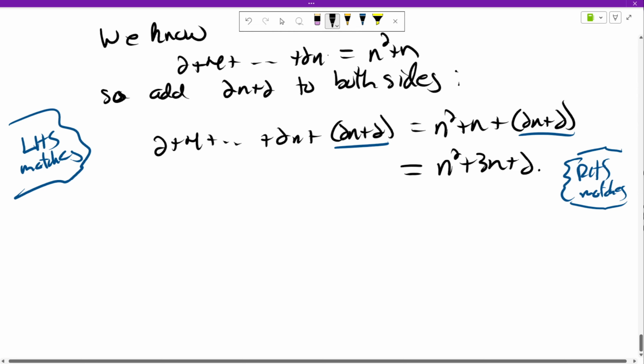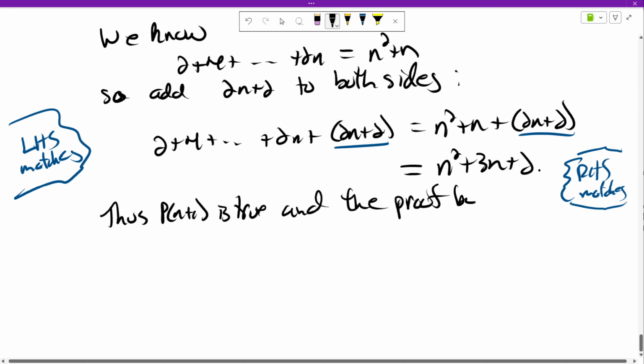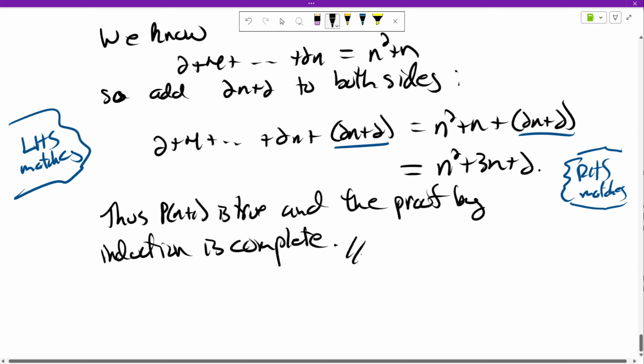And so we took P of n, we created P of n plus 1. So thus P of n plus 1 is true. And the proof by induction is complete. So this was a slightly more involved example because we had to arrive at the formula. And we arrived at the formula by kind of comparing growth rates. And that's a strategy that there's some rigor behind that we're not going to go into, but you can sort of make a guess like we did and then try to verify your guess. And there'll be some homework problems on that.